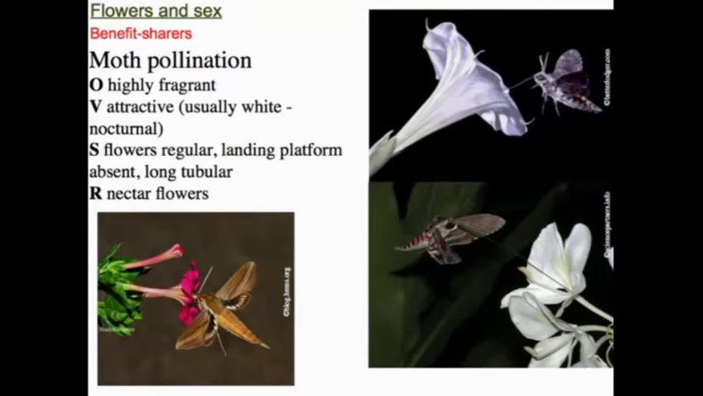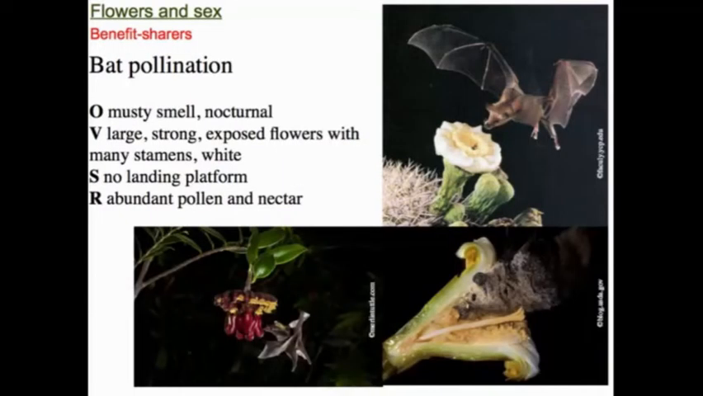So bat pollination is a similar phenomenon, except that bats are more fussy. They become attracted by a musty, fermenting smell. The flowers of bat-pollinated plants are usually very much exposed, far from the branches, and the bats are a bit destructive. They will eat the pollen, and they will sip a lot of nectar as well. So these flowers are usually large, and they have a lot of nectar, a lot of pollen, a lot of stamens.